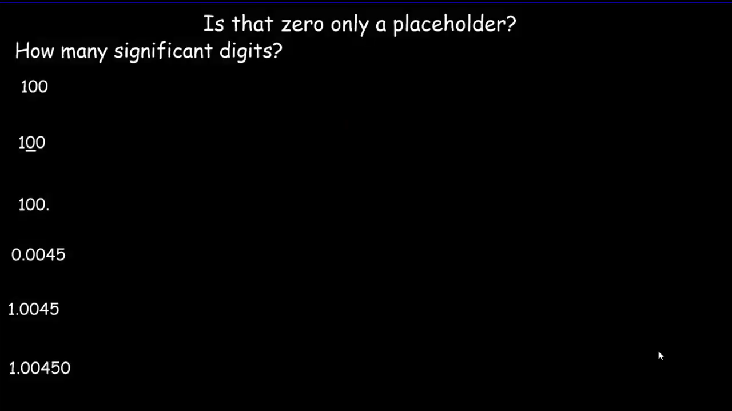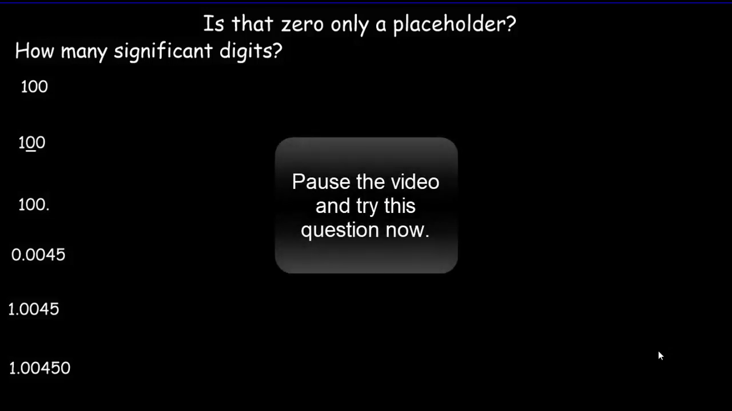So let's get a little bit of practice counting up the number of significant digits. And remember, you're really only looking at zeros, and it's just zeros that only act as placeholders that are not significant. Any other number is significant. So pause the video, try these questions, come back for the answer.